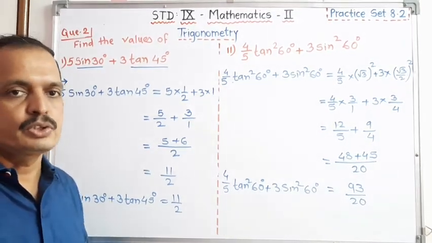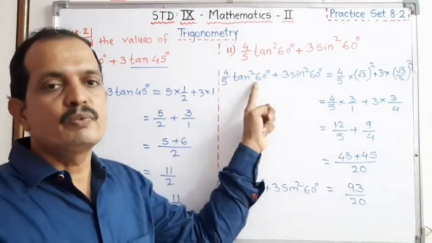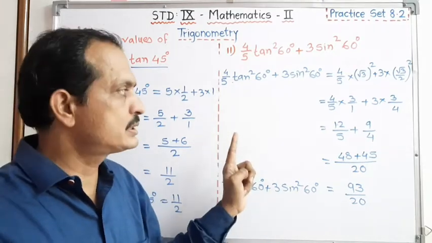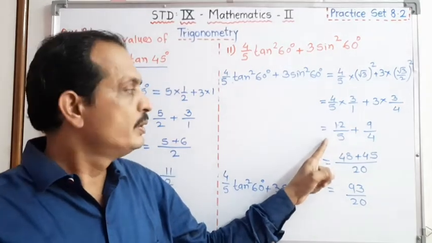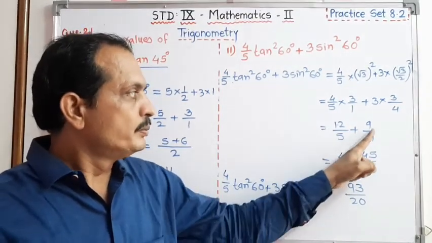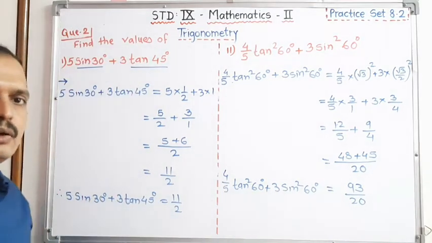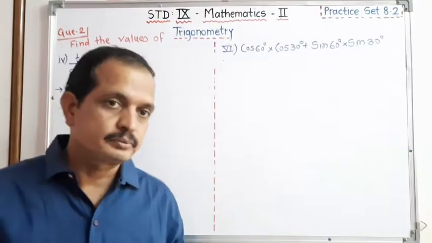I think, dear student, you understood this. The only important thing is that you must know the values of different ratios for the different measures of angles. I think everyone understood this. Every step I have explained very well. It is 93 upon 20. Write this down in your notebook. I will show you the next one.